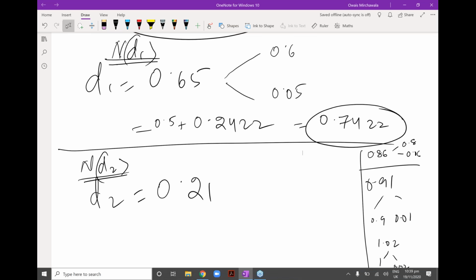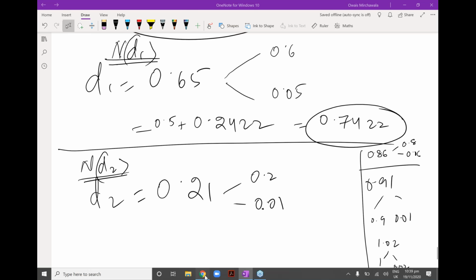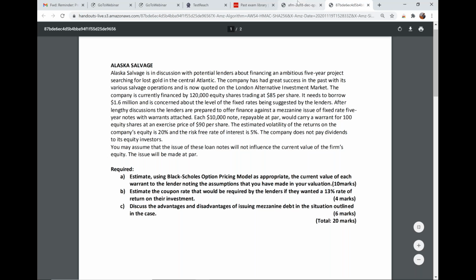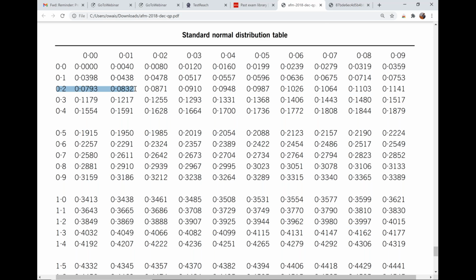It's 0.21. Break it into two pieces, single digit 0.2, double digit 0.01. Once you have broken it into 0.2 and 0.01, again go to the distribution table. 0.2 is the single digit row, 0.01 the column. So at the intersection of 0.2 and 0.01, this shows 0.0832.